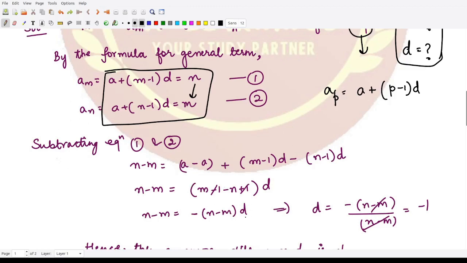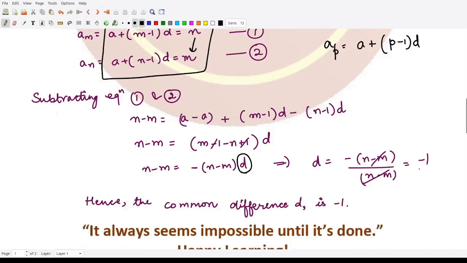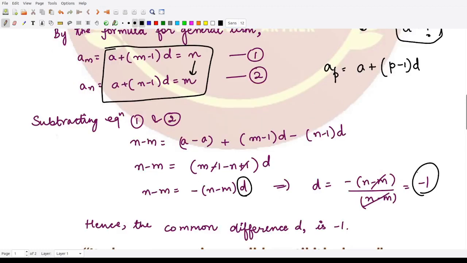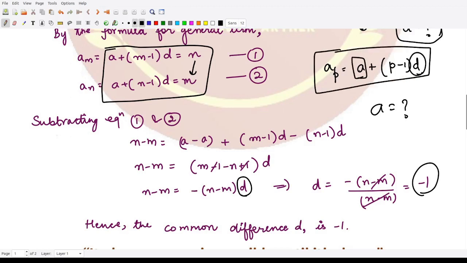So what is the value of d from here? The value of d is obtained very easily. It is minus 1, right? So once we have the value of d, now we are left to calculate the value of a. We have the value of d. If we know the value of a, we are through the question, because in that case we would be able to calculate the value of the pth term of the AP.